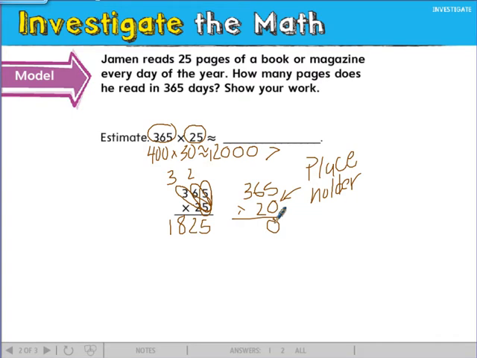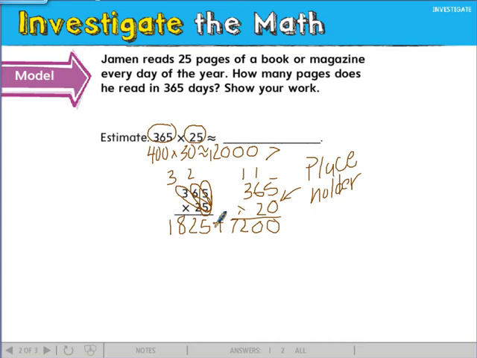We're going to start with 2 times 5, 10. Okay? 10. I put my 0, I bring my 1. 2 times 6, 12, bring my 1. 2 times 3, plus 1, 7. Now all I have to do is add these together.